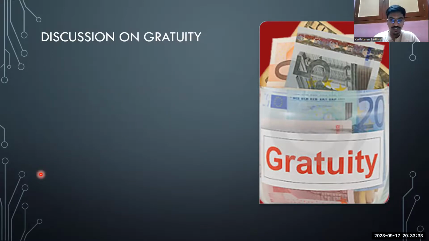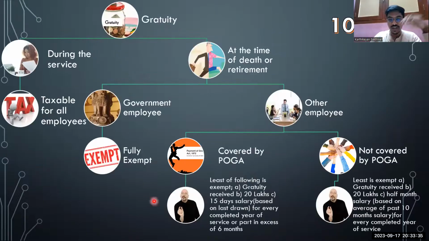The next point to be discussed is, if you see here, this 20 lakhs amount is a lifetime exemption for gratuity. If you are going to receive gratuity 2 or 3 times in your life, this 20 lakhs is not to be taken every time you get a gratuity. Only once, that is for your entire life. This is the exemption given by the Income Tax Act. The maximum amount is 20 lakhs.